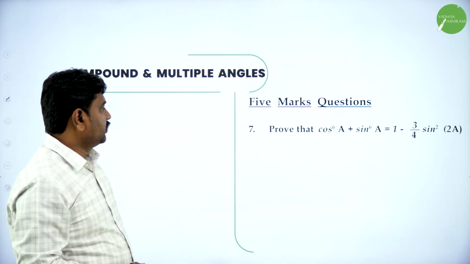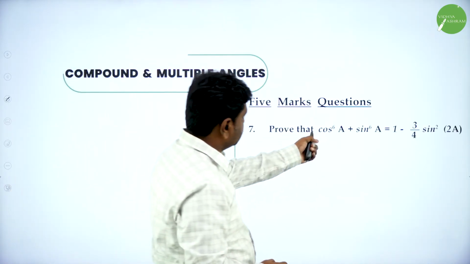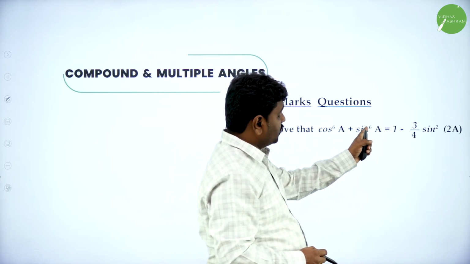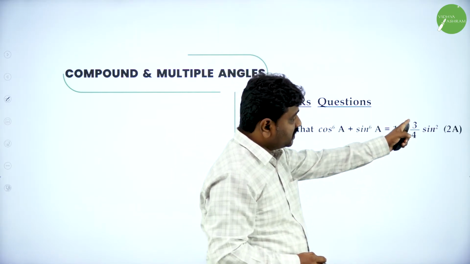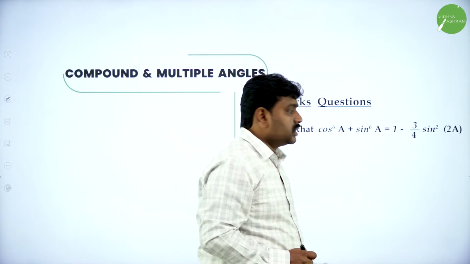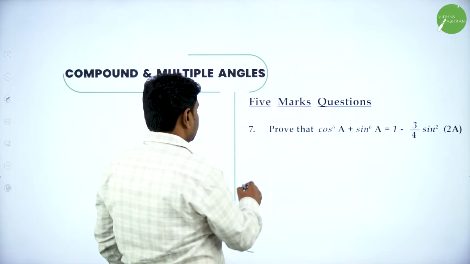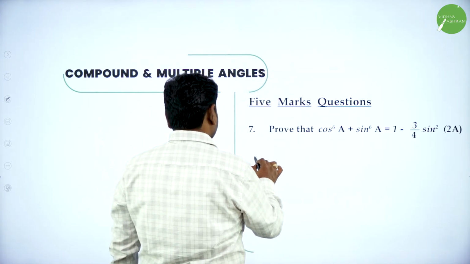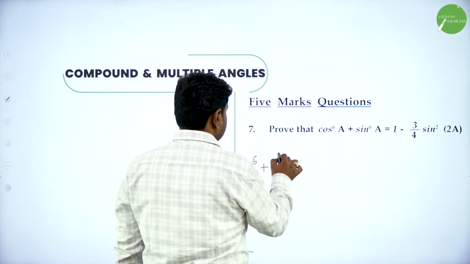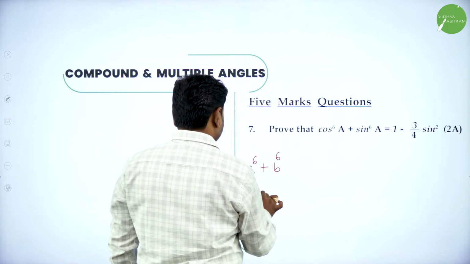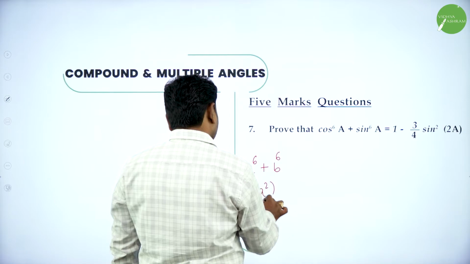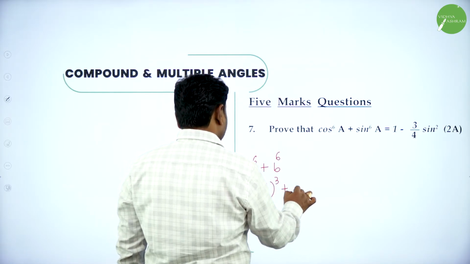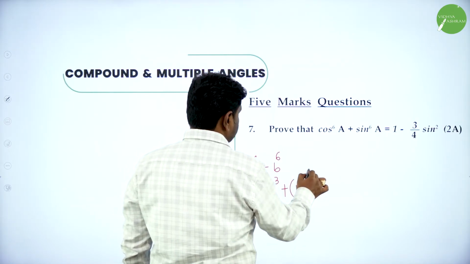Next, prove that cos power 6a plus sin power 6a is equal to 1 minus 3 by 4 sin square 2a. See here power 6 is there. So we use law of indices. We'll simplify a power 6 plus b power 6. Can I write a power 6 plus b power 6 as a square whole cube plus b square whole cube? Please observe this carefully.